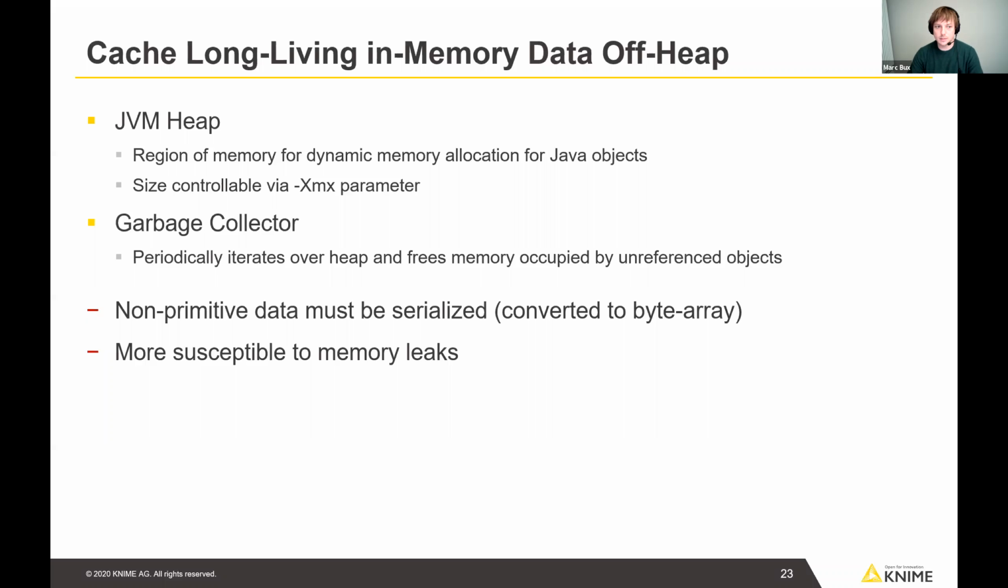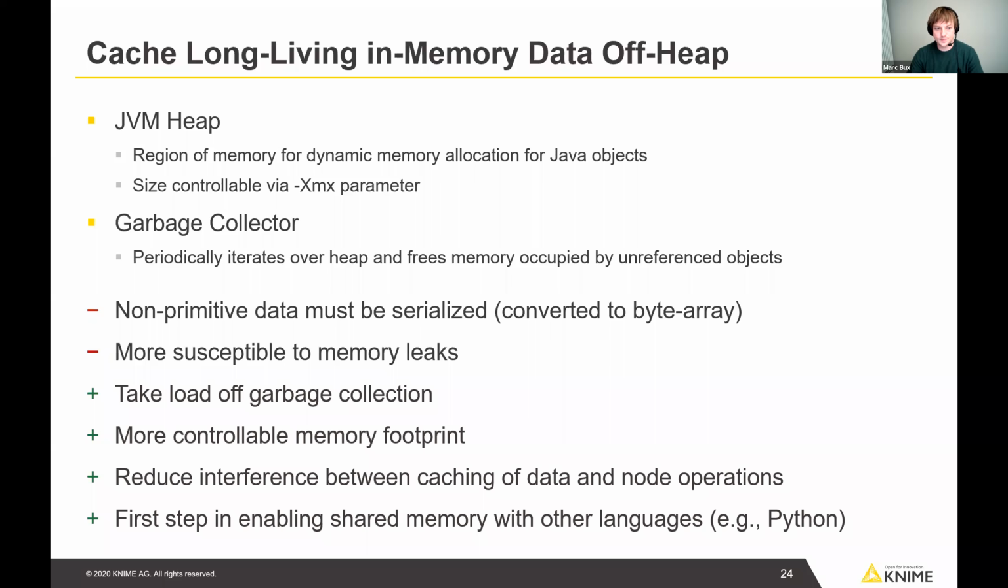Another drawback is that we're more susceptible to memory leaks, because the garbage collector makes it easier for the developer not to care so much about when they can allocate or free memory. With this new table backend, Knime does this manually and explicitly, and just in general, going off heap makes you a little bit more susceptible to memory leaks.